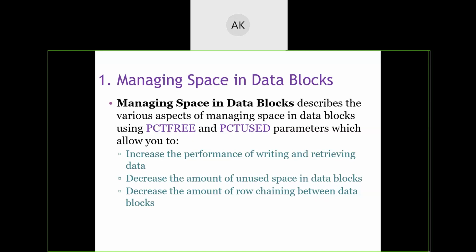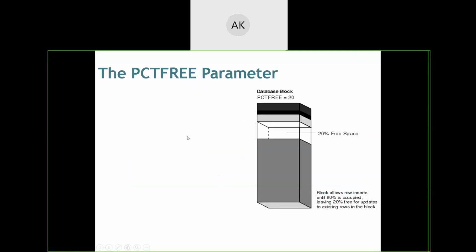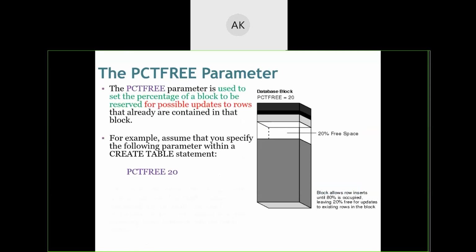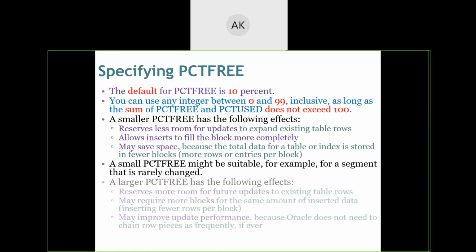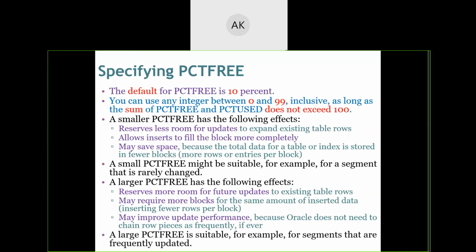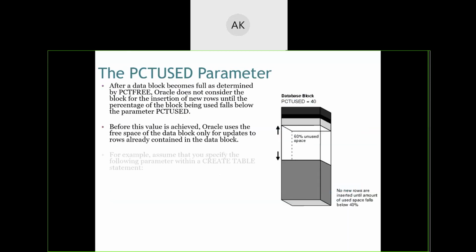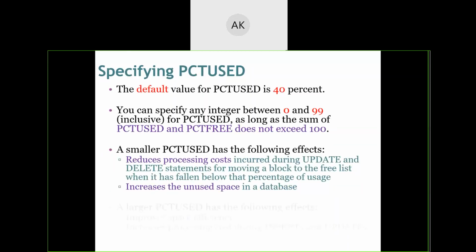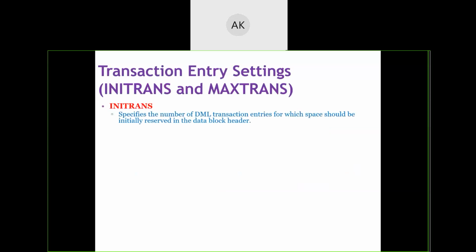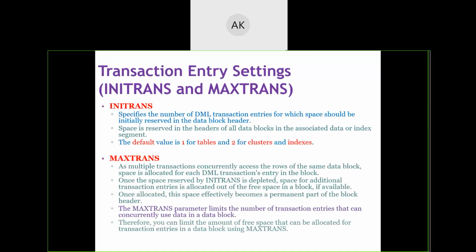So we need to be very careful when to give a high percentage used, and when to keep a very small percentage free, all those aspects. By default, what values are to be given for each of them, I have explicitly told you. Next was with regard to the minimum number of transactions or maximum number of transactions that are to be done on the data block.